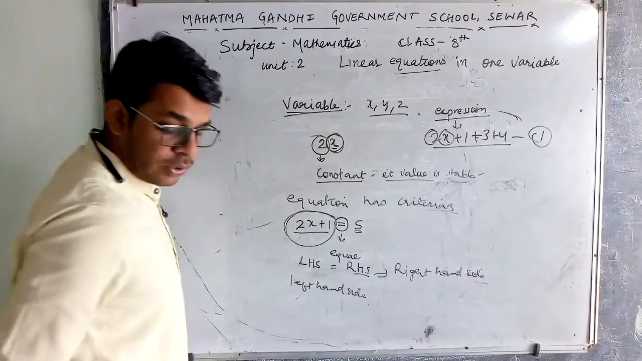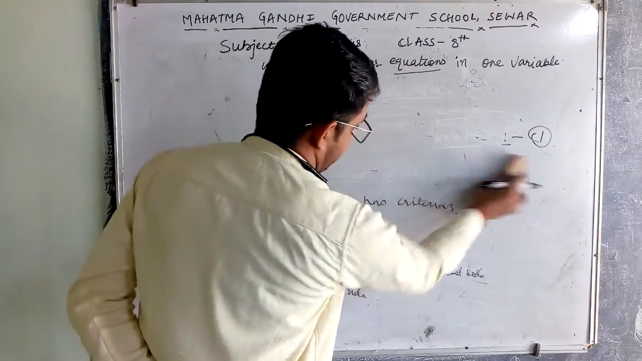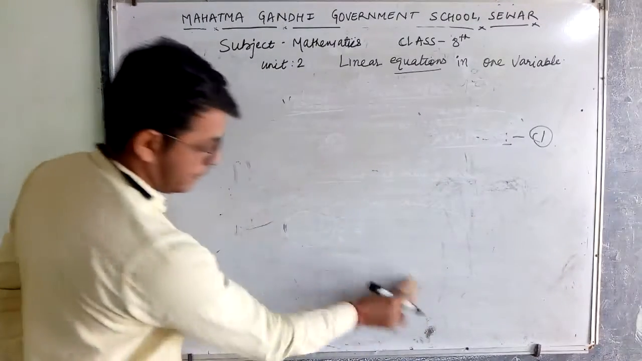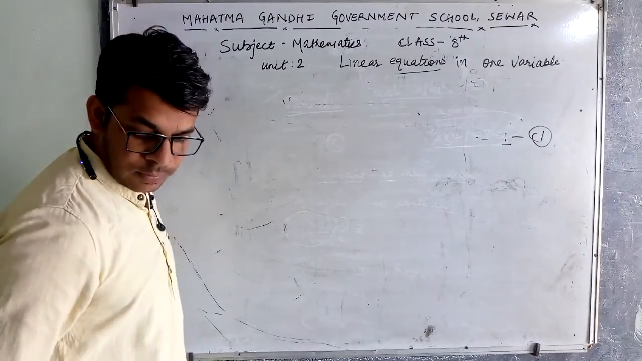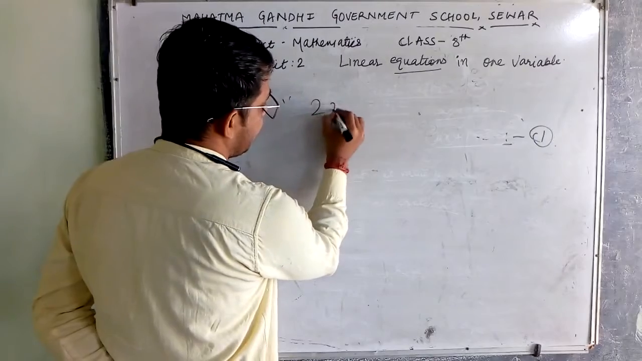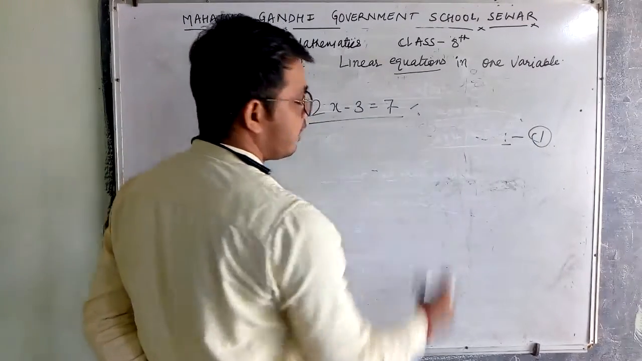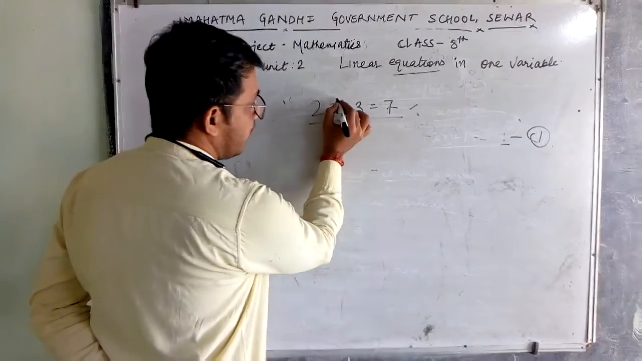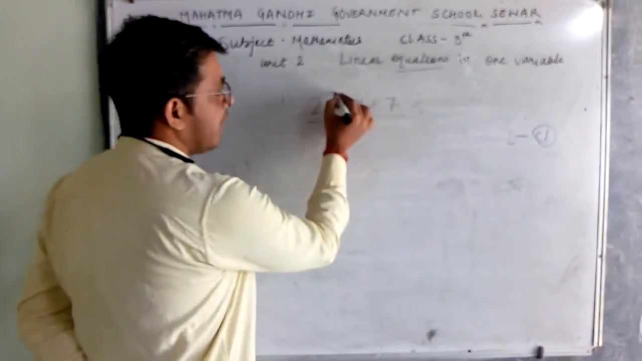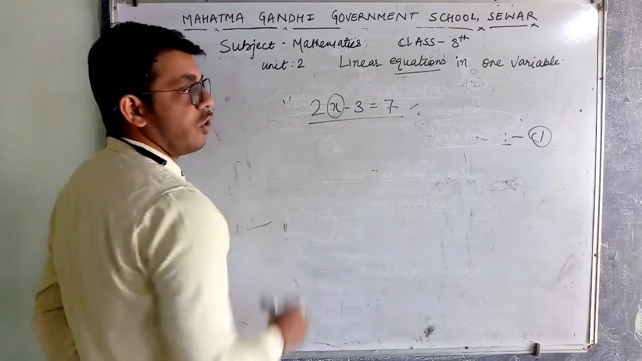Now we are going to discuss some questions. Let's take 2x minus 3 equal to 7. Now we are going to solve this. What is the variable here? x is a variable. How will we solve this?